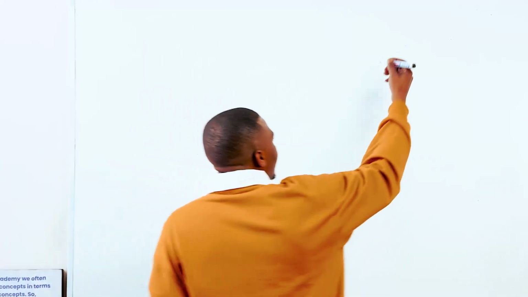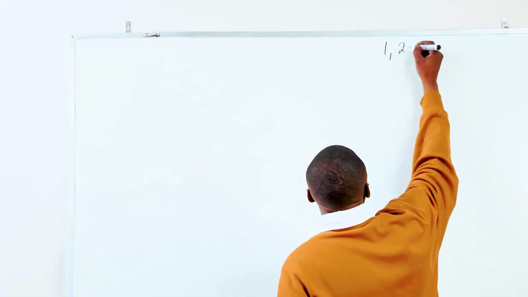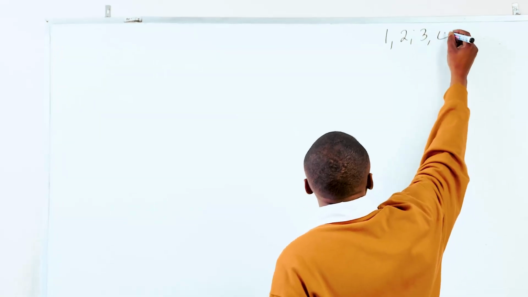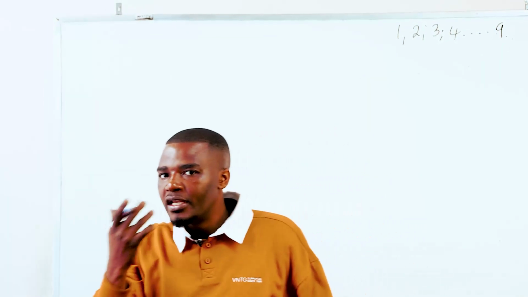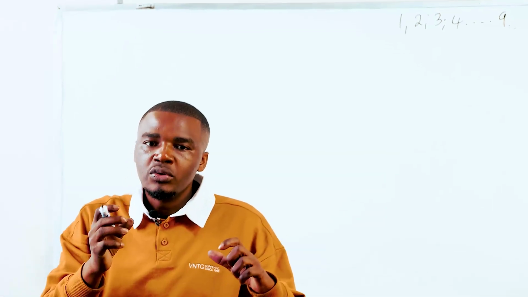But what do we mean? What is maths now? So mathematicians take the symbols. What do I mean by symbols? Trust me, like I said, many people, when they hear the word mathematics, they think of numbers. Yes, numbers like 1, 2, 3, 4, all the way to 9 are some of the symbols that we use in mathematics to represent the quantity of something.